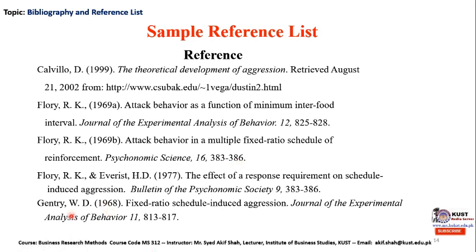Finally, we can also say the Gentry W 1968 research, Fixed Ratio Schedule Induced Aggression. This is the title of the research work or article, and this is the journal name, which is Journal of Experimental Analysis of Behavior. This 11 represents the volume, and 813 to 817 refers to the page numbers of this journal, where you can find the Gentry W B research paper.